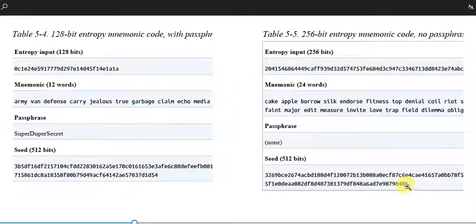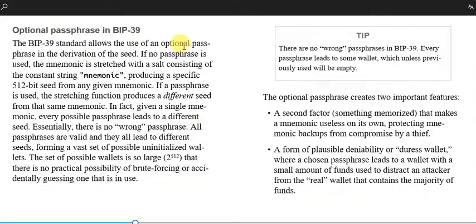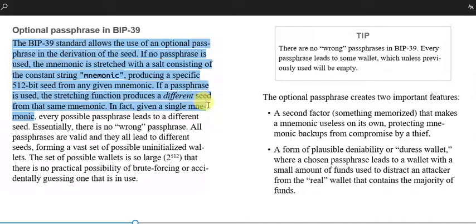Optional passphrase in BIP39. The BIP39 standard allows the use of an optional passphrase in the derivation of the seed. If no passphrase is used, the mnemonic is stretched with a salt consisting of the constant string "mnemonic", producing a specific 512-bit seed from any given mnemonic. If a passphrase is used, the stretching function produces a different seed from that same mnemonic. In fact, given a single mnemonic, every possible passphrase leads to a different seed.